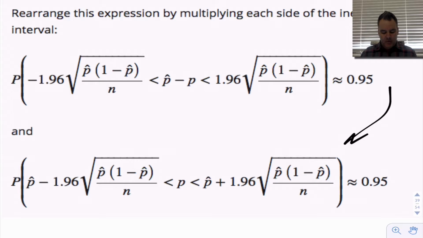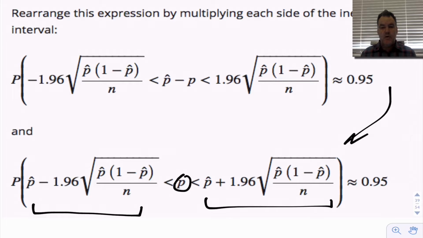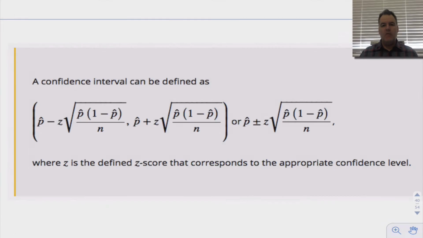Okay, so that says the probability that the true population proportion is between that value and this value is around 0.95. These two values here are symmetrical and they form the confidence interval based on our sample value p hat. So here's what the confidence interval looks like.